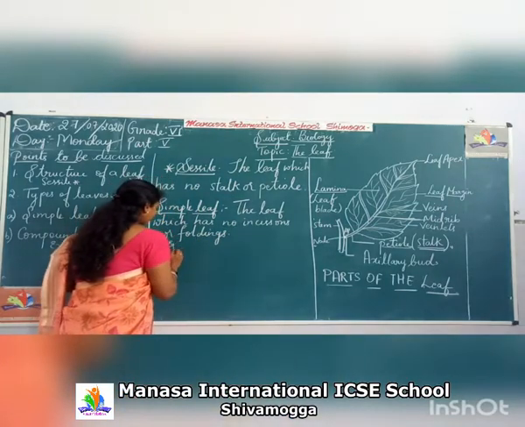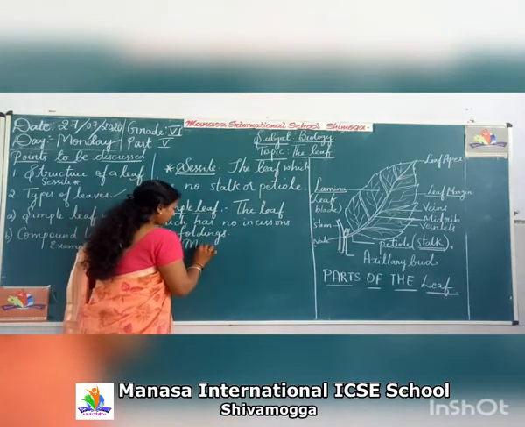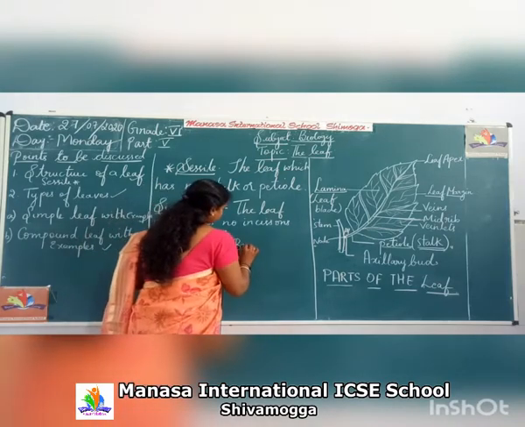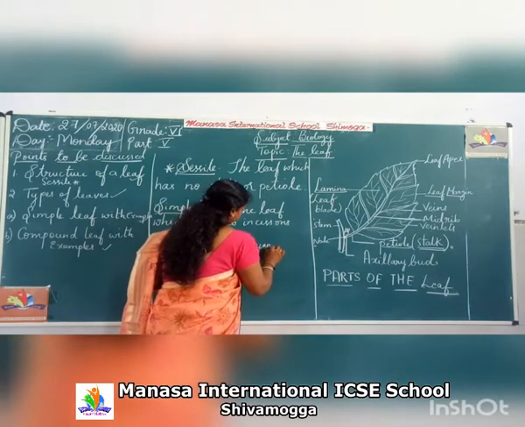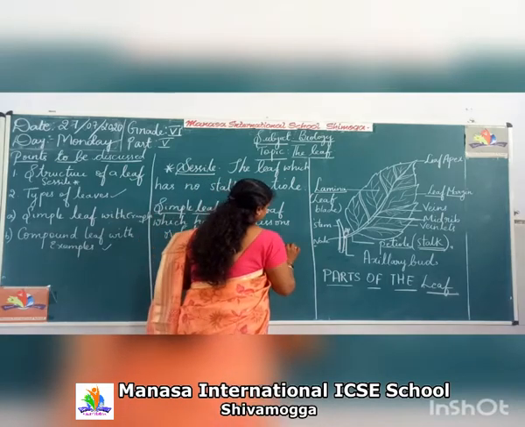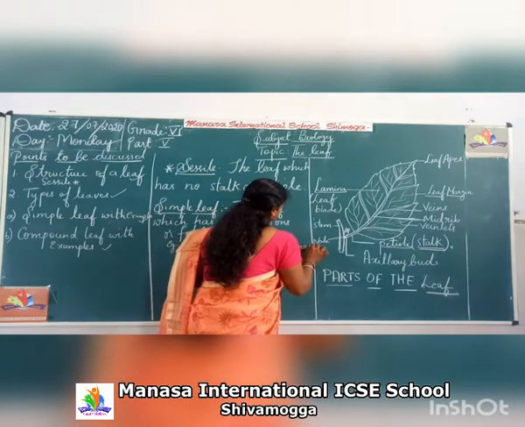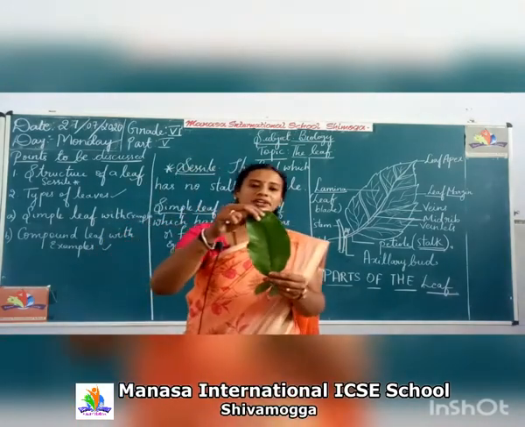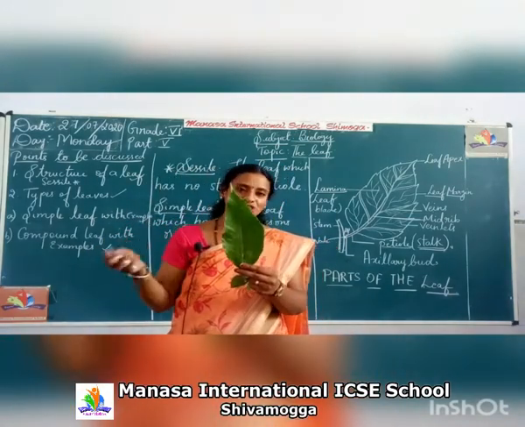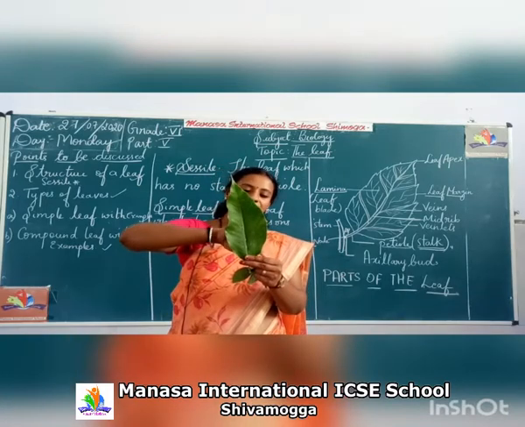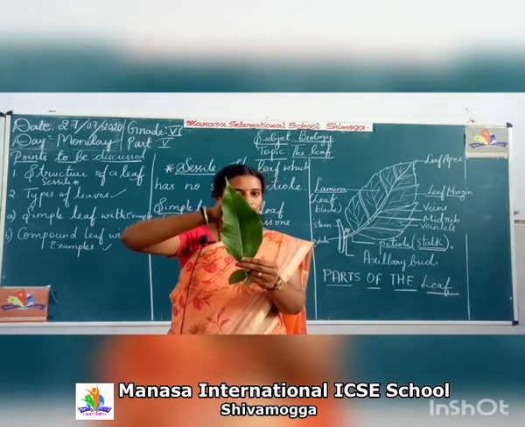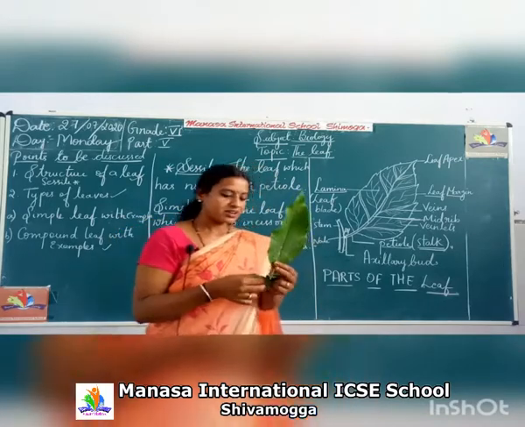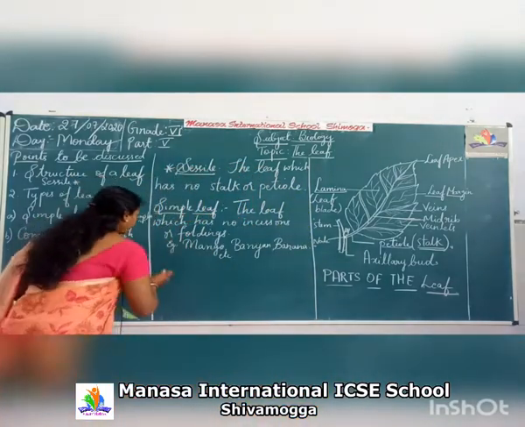Example, you can take mango leaf, right, and also banyan, banana leaf, and so on. If you understand what is simple leaf, then you can classify different leaves. The leaf margin or the outline should not have any incisions, right? Now, what is compound leaf?